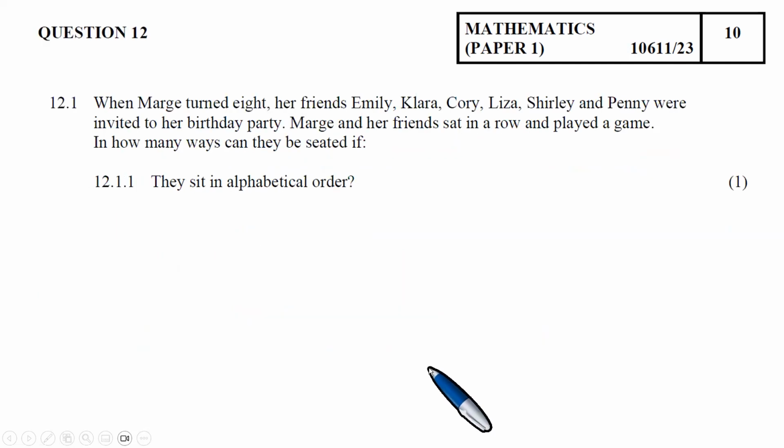Right. So obviously we agree that when Marge turned 8, her friends Emily, Clara, Corey, Lisa, Shirley, and Penny were invited to a birthday party. Marge and her friends sat in a row and played a game. In how many ways can they be seated if they sit in alphabetical order? Obviously, these are not in alphabetical order, because there's E, then K, then C, so they're mixed up. So in how many ways can they be seated?